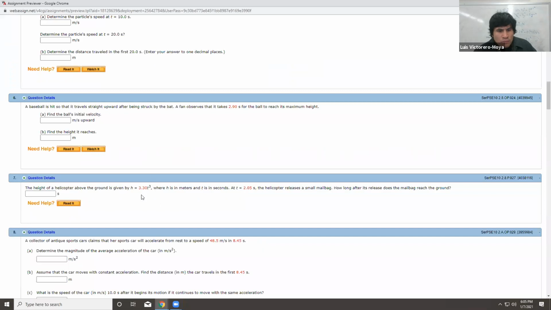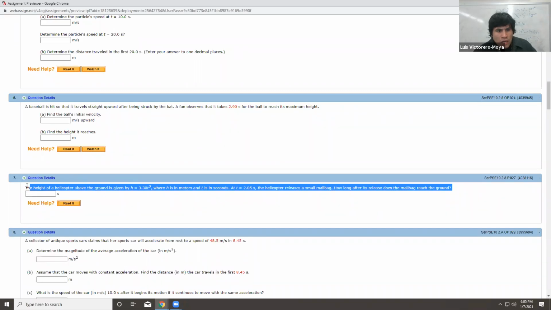This one is an interesting problem. I'm not going to do all of it, but I know some of you are going to have confusions. So might as well do it, even though you might get a different function. The height of a helicopter above the ground is given by the function h equals 3.30 t cubed. It's a cubic, where h is in meters and t is in seconds. At time 2.05 seconds, the helicopter releases the small. Okay, when we release something, let's suppose I release right now my marker.